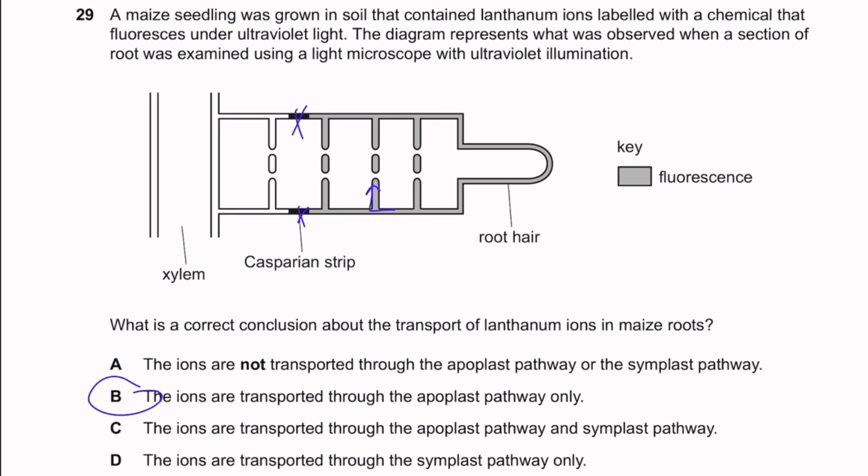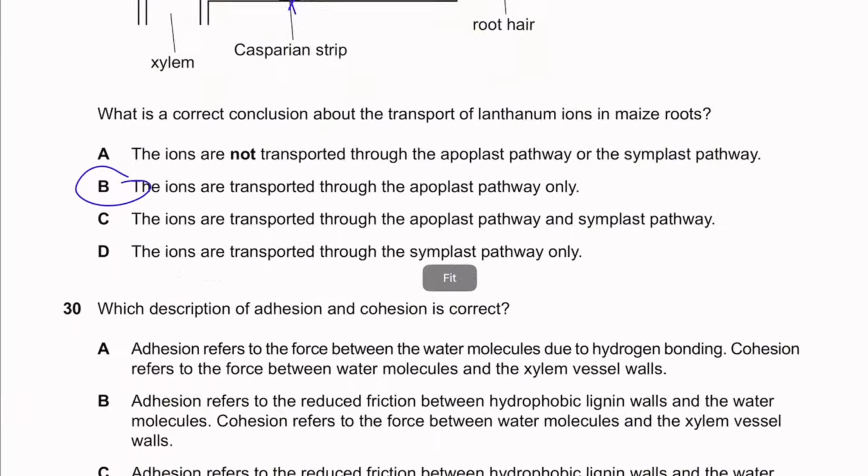And then some things cannot pass once this barrier, the surface membrane, is present. The ions cannot flow through that, and so they stop flowing. Since they stopped flowing and couldn't flow through the membranes, that means they cannot flow through the symplast pathway. And so B is the answer.